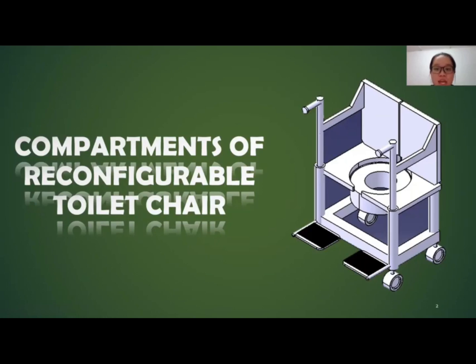My name is Syahril. Today I would like to discuss what particular compartments are involved in the product design of the reconfigurable toilet chair. As mentioned earlier, the reconfigurable toilet chair is a type of device which aids the user by providing a proper temporary toilet to elderly and disabled people. In order to fulfill the requirements of this product, several compartments are involved.